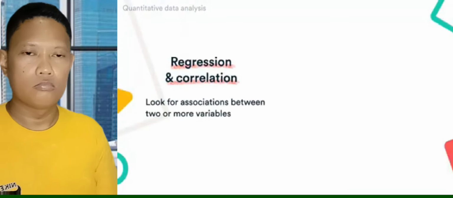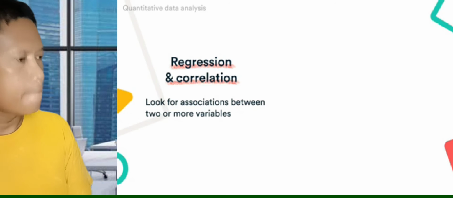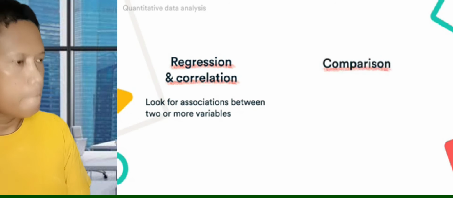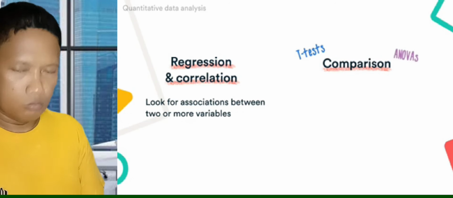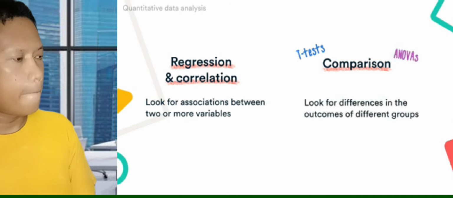Regression and correlation tests look for associations between two or more variables. Comparison tests, like t-tests and ANOVAs, look for differences in the outcomes of different groups. Your choice of statistical tests depends on various aspects of your research design, including the types of variables you're dealing with and the distribution of your data.